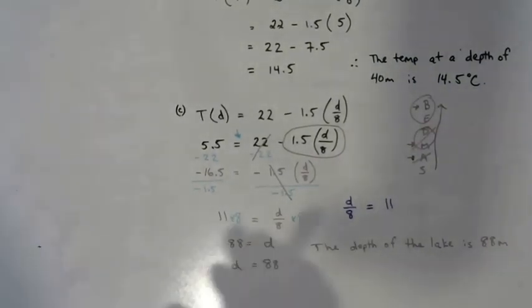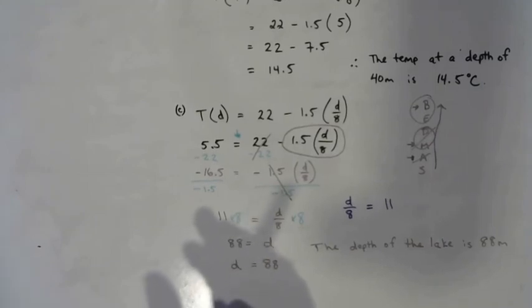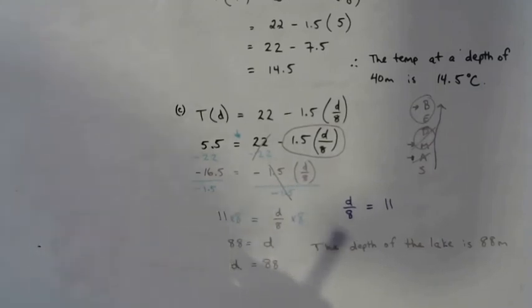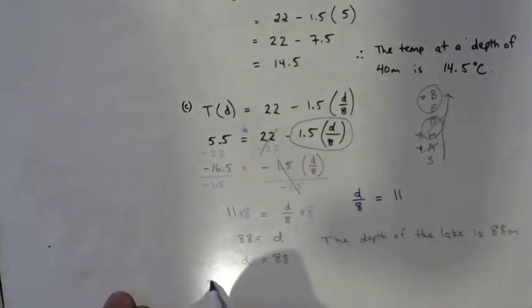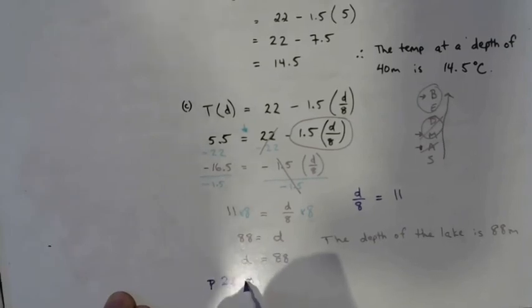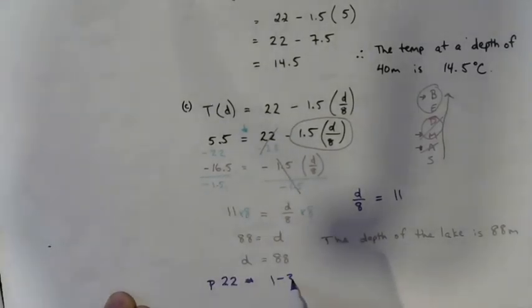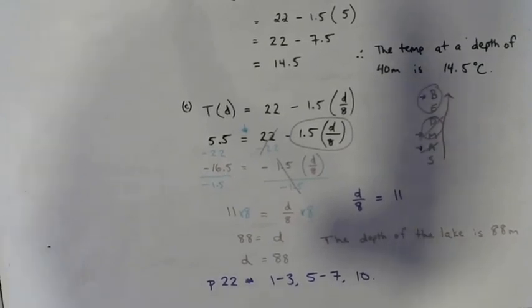All right, my friends, that's it for lesson 1.2. Your practice problems come from page 22, 1 through 3, 5 through 7, and 10. Page 22, numbers 1 through 3, 5 through 7, and 10. Go for it.